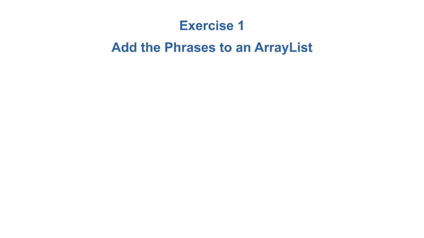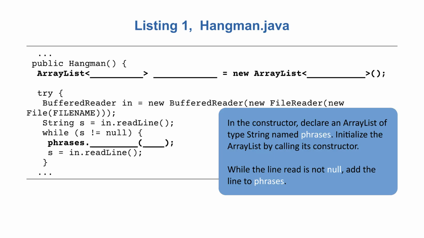Exercise 1. Add the phrases to an array list. Pause the video if you need more time in any of these exercises. If you want to see how I would complete any of the listings, please refer to the completed listings at the end of this video. First, in the constructor, declare an array list of type String named phrases. Initialize the array list by calling its constructor. Then, while the line read in is not null, add the line to phrases. Run it. What happened? It should still run the same as it had before.